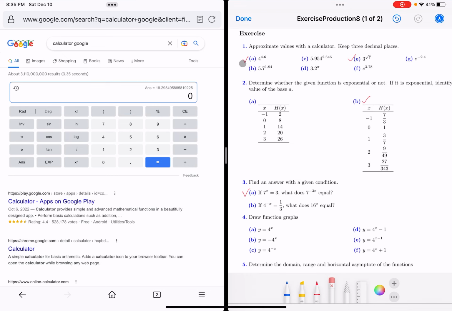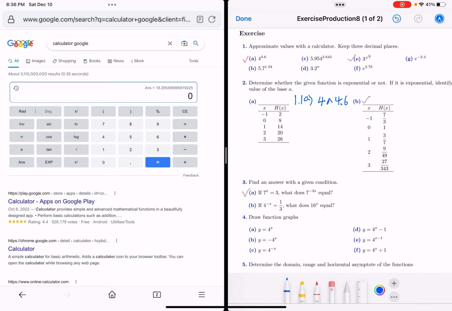In this video clip, we'll do 1.A first. Approximate values with the calculator. Keep 3 decimal places. 1.A is 4 to the 4.6.